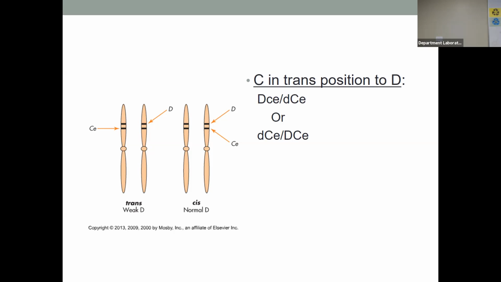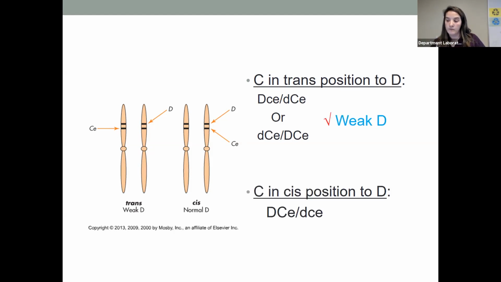And in this example too, D and C are here, but on this allele, it's opposite. All right, that will cause a weak reaction. Versus notice that in this situation, in the cis position, D and big C are together, the other one lacks the big C. All right, so this would be a regular strong RH reaction.